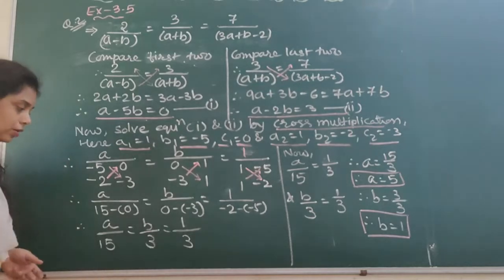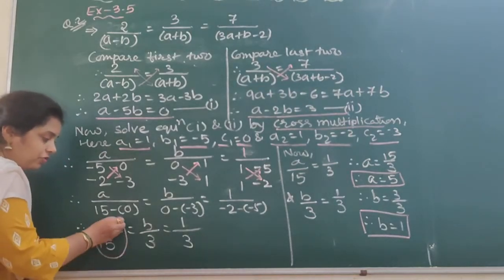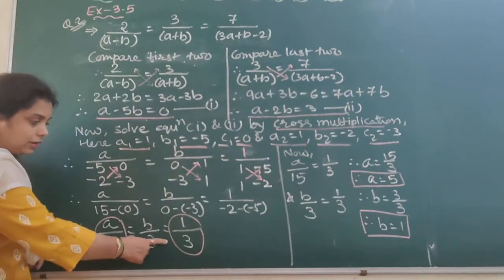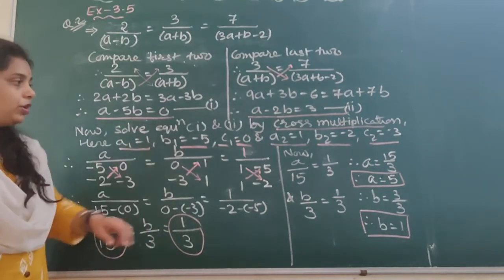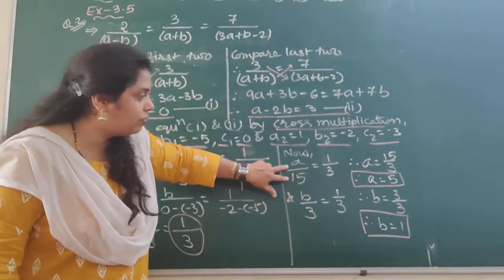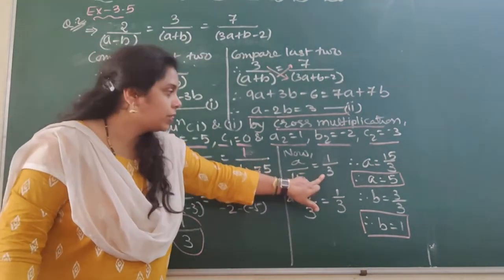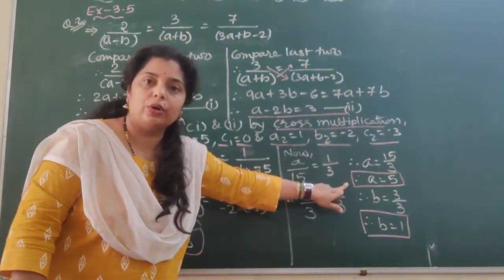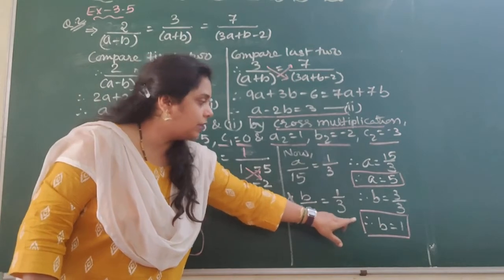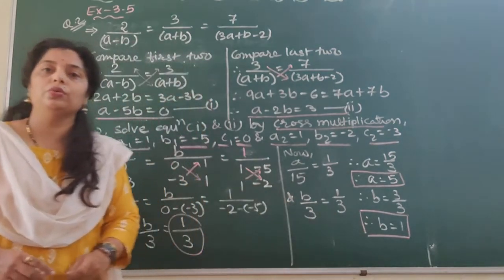Now what is the last step to do? To compare again. What to compare? a by 15 with 1 by 3 and then b by 3 is equal to 1 by 3. So as I showed here, first you compare a by 15 is equal to 1 by 3, and therefore we get a is equal to 5. b by 3 is equal to 1 by 3 and therefore we get b is equal to 1.